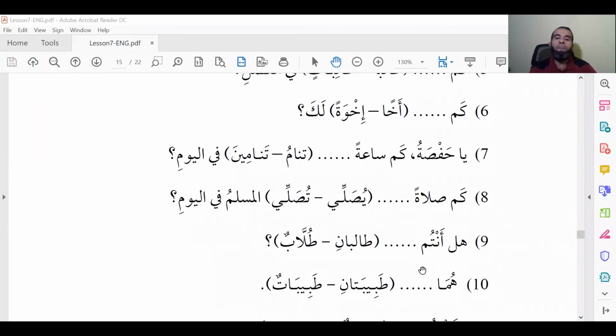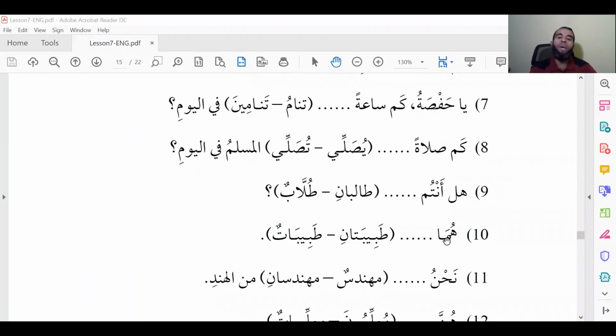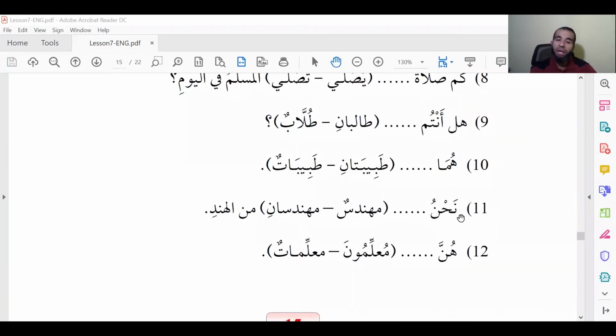هل أنتم plural masculine طالبان أو طلاب. طالبان is dual, so we have to say هل أنتم طلاب. 10. هما is dual مثنى. طبيبتان is مثنى. طبيبات is plural, so we say هما طبيبتان. نحن it's dual or plural both, so it can be نحن. مهندس is singular, so it's wrong. It can be نحن مهندسان من الهند or مهندسون also plural, but here it's مهندسان مثنى dual.